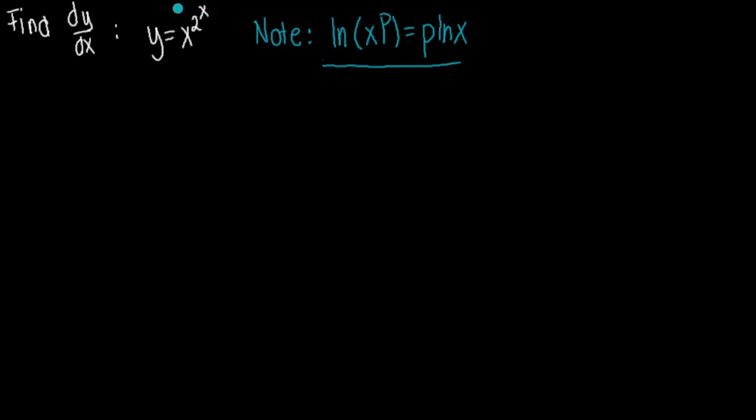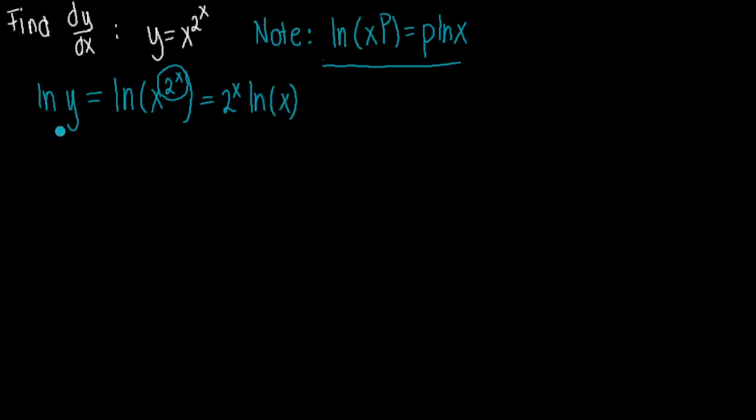Now, to find the derivative of y with respect to x, let's apply the natural logarithm to both sides of the equation. The natural logarithm of y must be equal to the natural logarithm of this function on the right hand side, x to the 2 to the x. Now, we have this in this form, and our p here is just this 2 to the x. So, we'll have to bring this down here and multiply by ln of x.